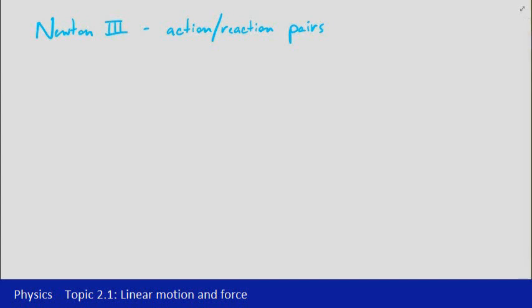So we've looked at Newton's first and second law. We now have a look at Newton's third law. You can see there the short way of remembering this one is that it's about action-reaction pairs. The slightly longer explanation is for every action there is an equal and opposite reaction.